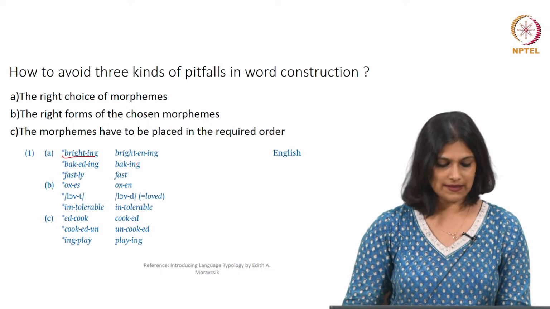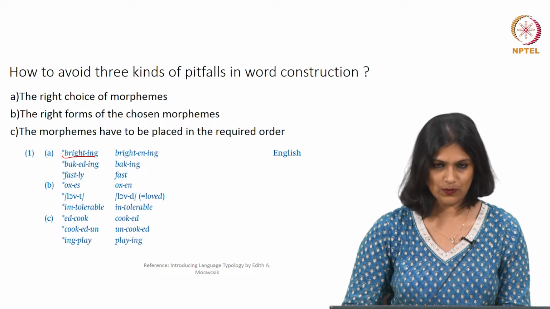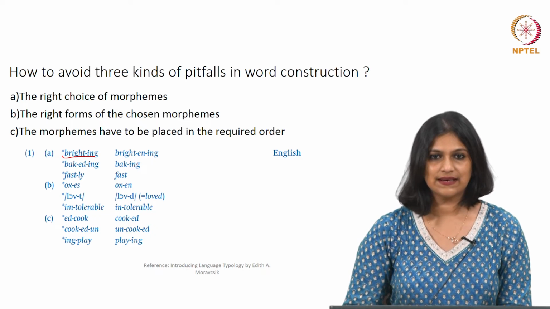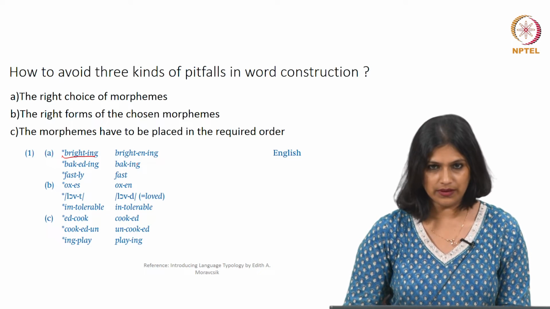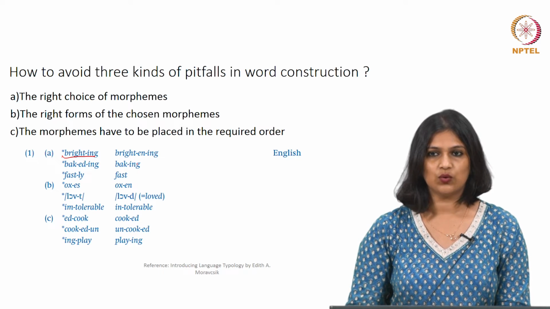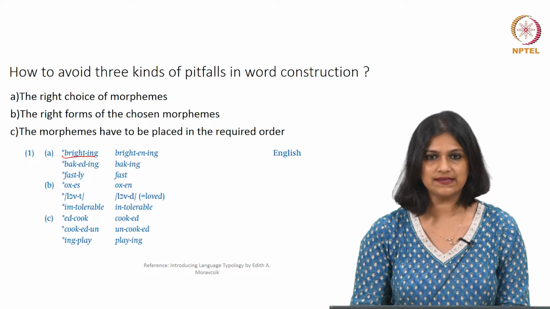Now, look at the other example given in the same data set 1C, uncooked. In this case, cooked is not a verb, rather cooked is treated as an adjective, because when you say uncooked, that is fine. Like, I have some uncooked rice.